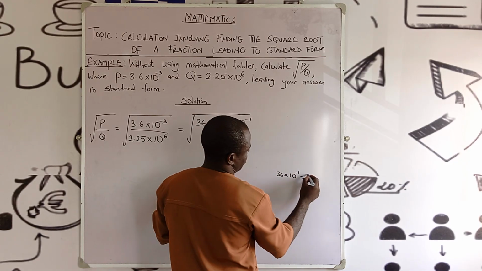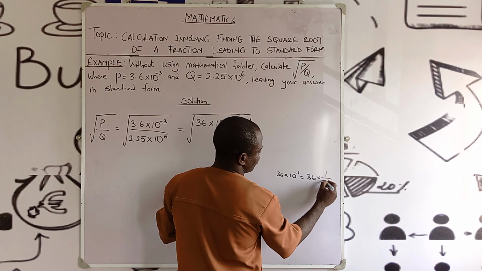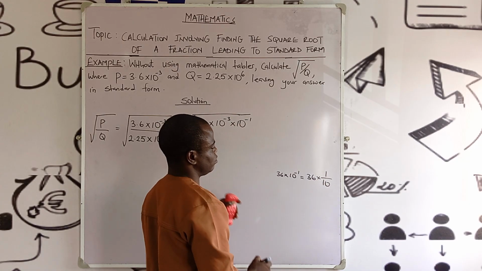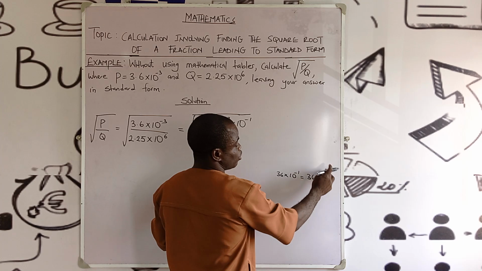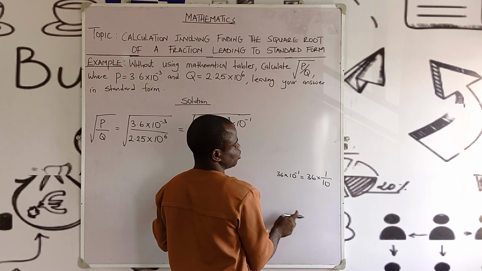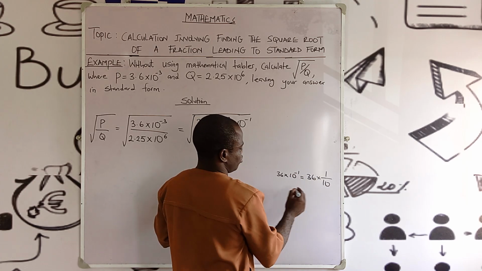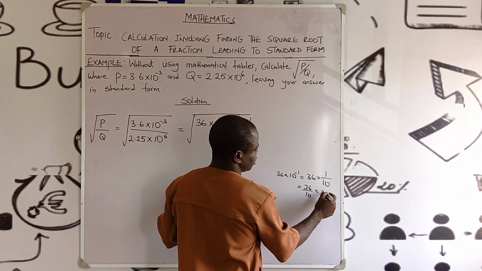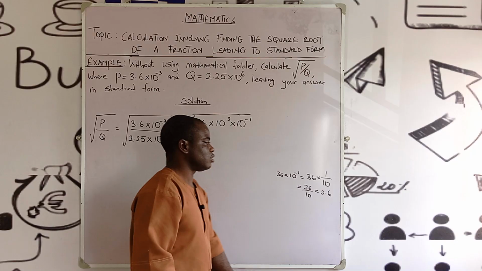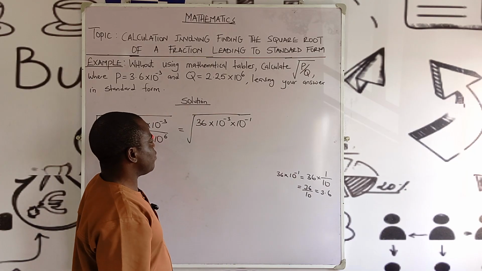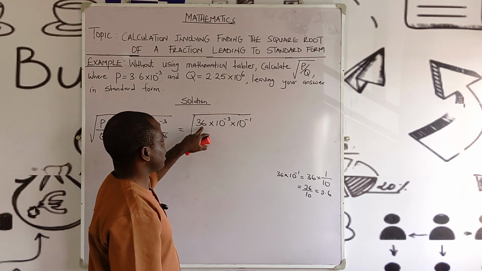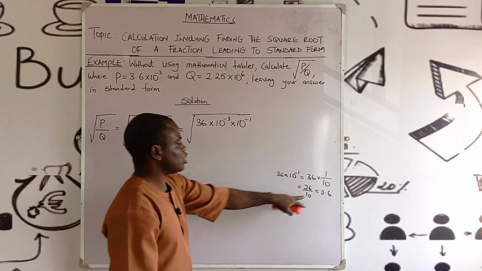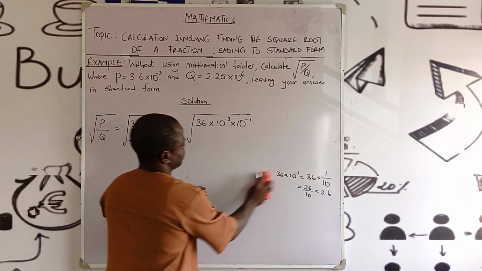36 times 1 over 10. Because 10 to the power 1 over 10 is the same as 10 to the power minus 1 in indices. You now have it to be 36 divided by 10, you're having 3.6. That means that you now arrive back at 3.6. That means that 36 times 10 to the power minus 1 will still give you 3.6.